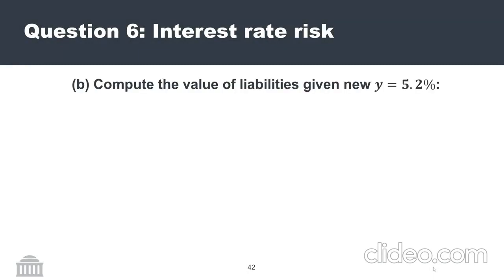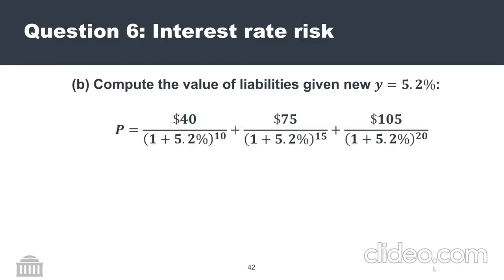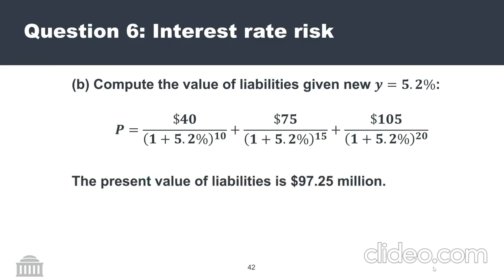Let's compute the actual change in value of our liabilities. So the new yield curve right now is flat at 5.2%. So all we need to do here is take this new yield and compute the current present value of the liabilities of this pension fund. So this is the same expression as we had before when the yield curve was at 5%. The only difference here is that we're using the new yield of 5.2%. If we compute this present value of liabilities, we will find that the value is $97.25 million.